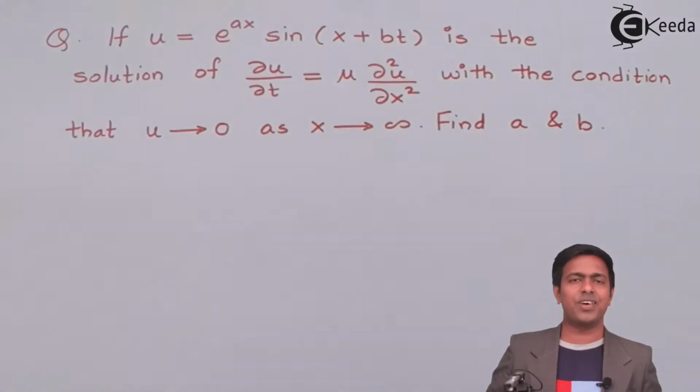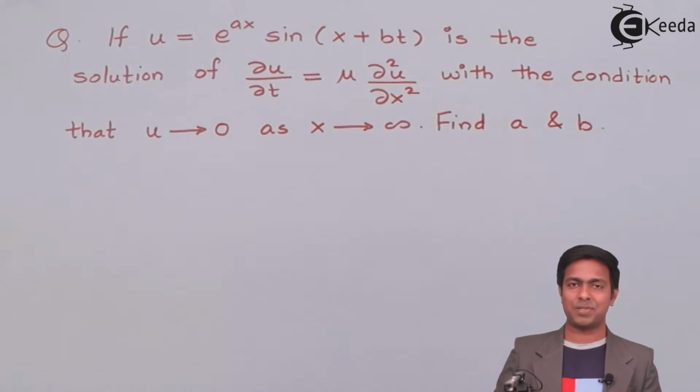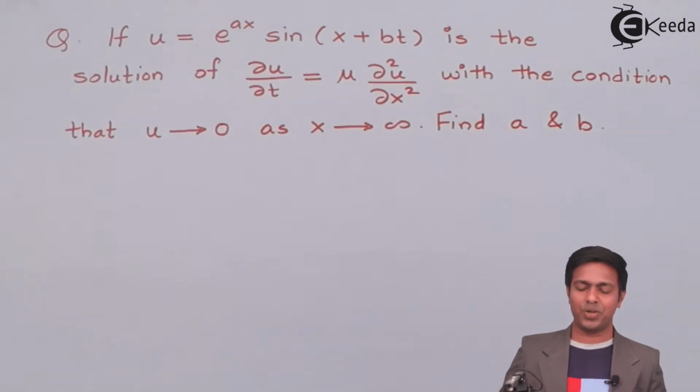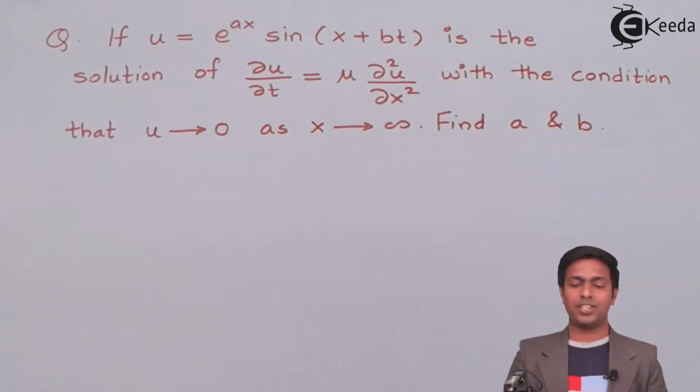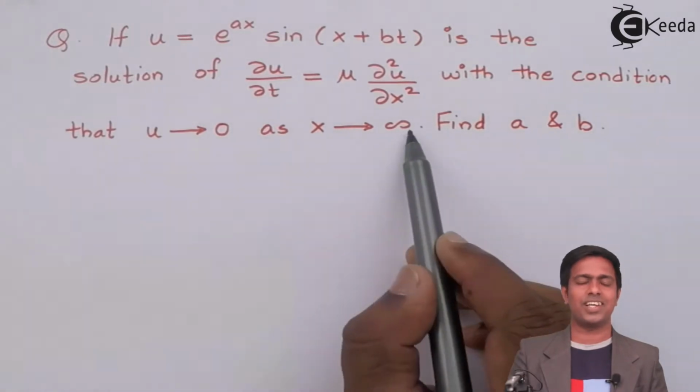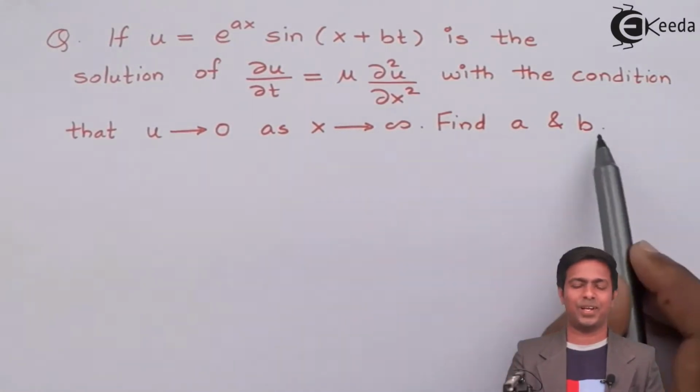So here u is given as e to the power ax sine of (x plus bt), and it is given that u equal to e to the power ax sine (x plus bt) is a solution of del u by del t is equal to mu del square u by del x square, with the condition that u tends to 0 as x tends to infinity. And guys, we have to find out the value of a and b.